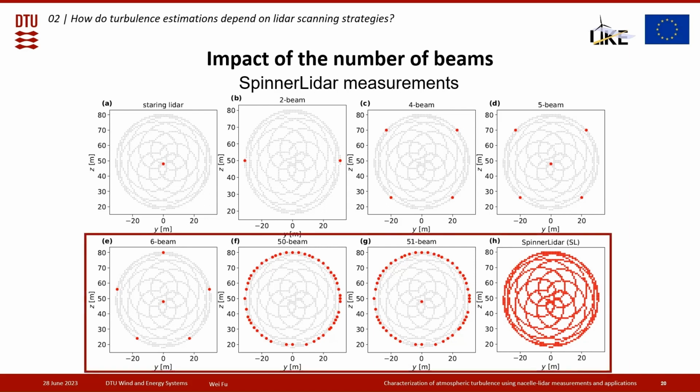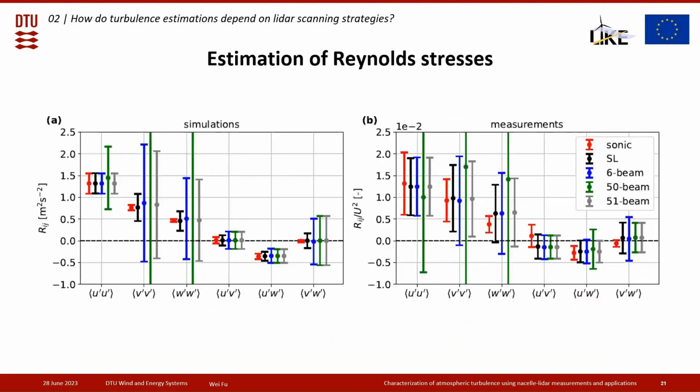As we've seen from the first study, to estimate the 6 Reynolds stresses accurately, we need at least 6 beams and 2 different opening angles. So I will first show the Reynolds stresses estimation from these 4 LiDARs in this red square. And here are the results. The characteristics of these 2 bar plots are exactly the same as the bar plot we've seen before.